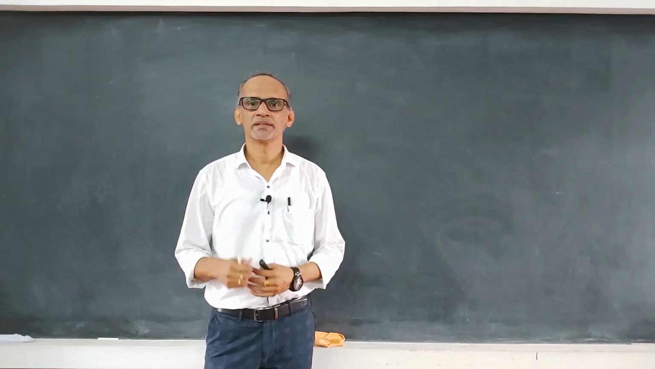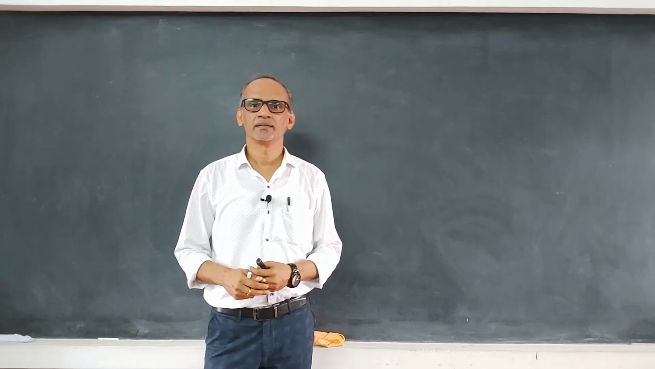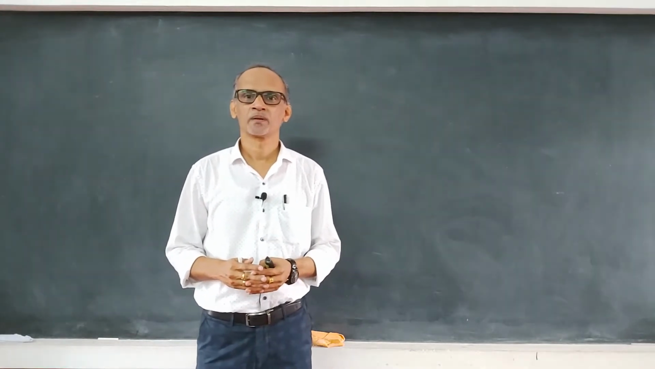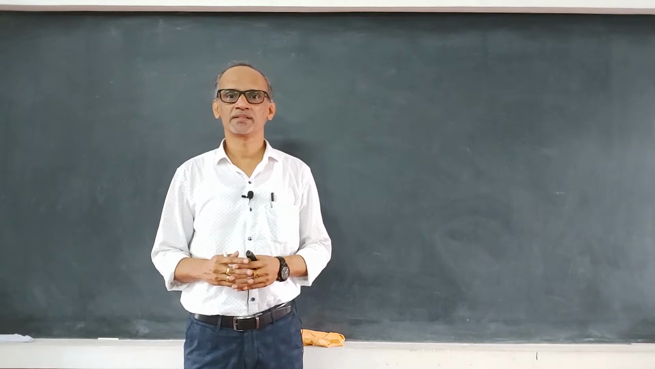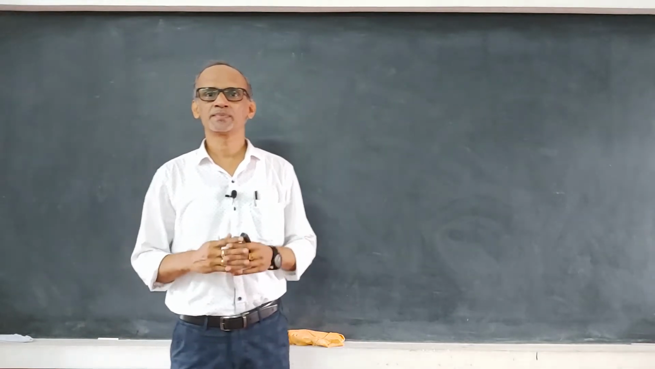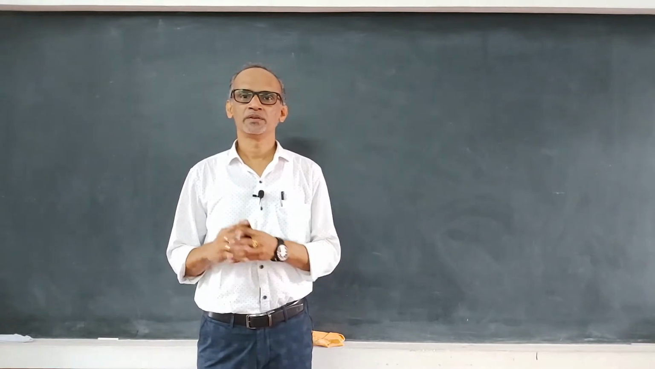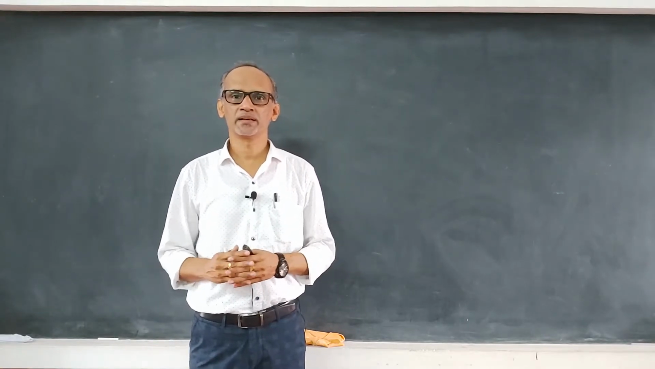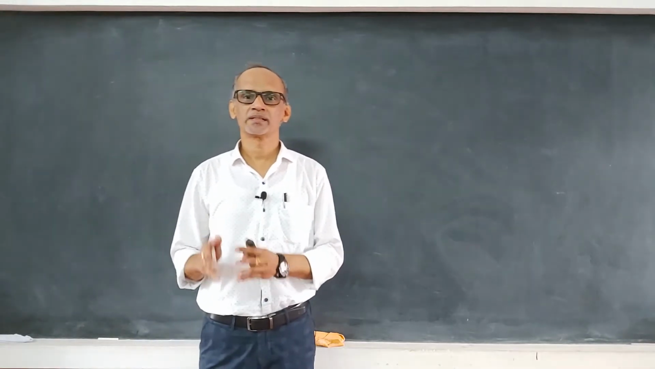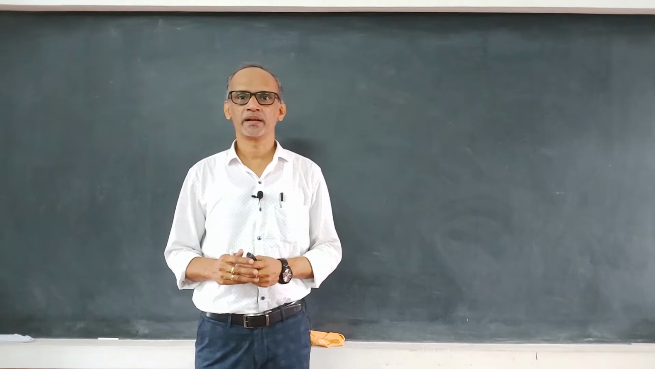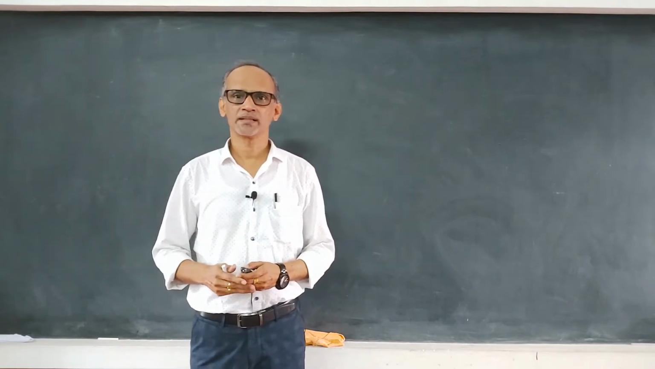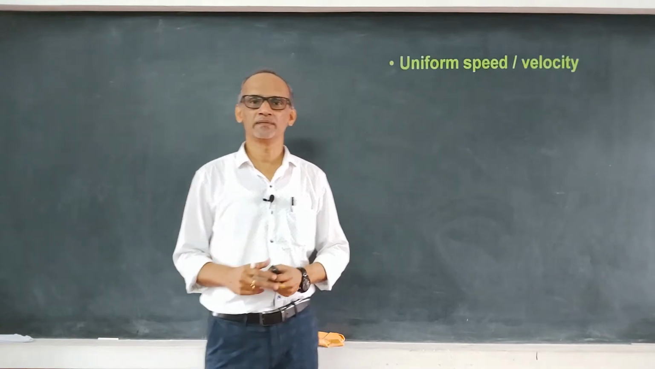Dear students, in the last class I explained the differences between speed and velocity. Speed is the rate of distance traveled, and velocity is the rate of displacement. The unit of both is meter per second. The dimensional formula of both is LT^-1. Speed is a scalar quantity, whereas velocity is a vector quantity.